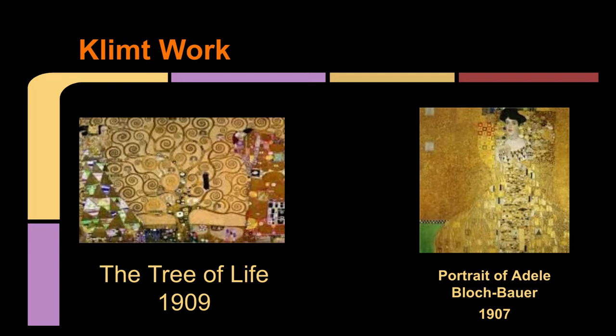So here are a few other of his most famous paintings. You've got the Tree of Life, and then his portrait of Adele Bloch-Bauer in 1907. And you can notice there's a lot of pattern, a lot of curling lines, a lot of shapes. There's a lot to look at.